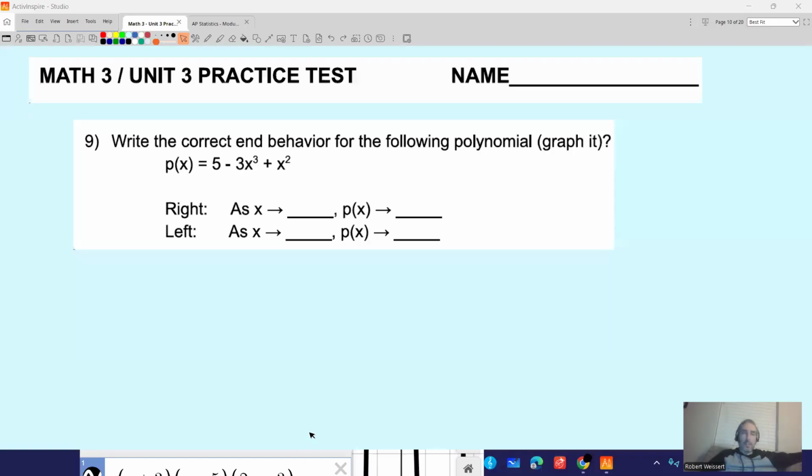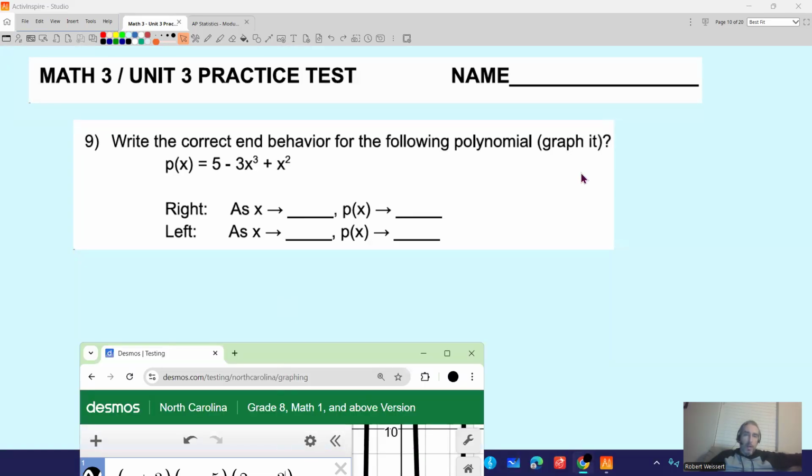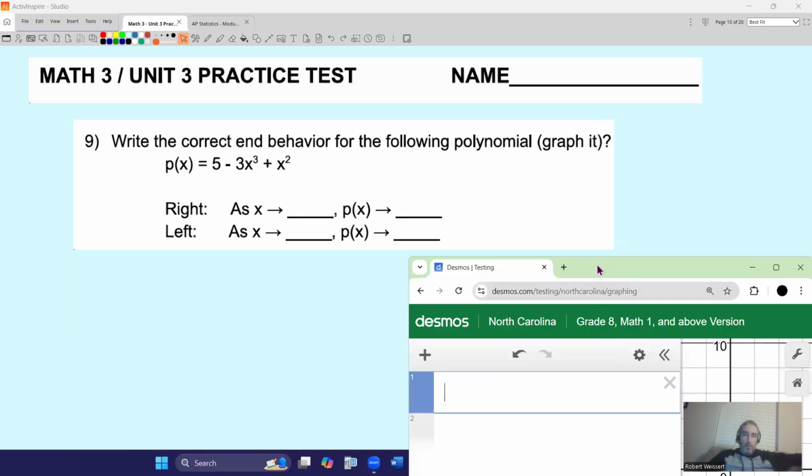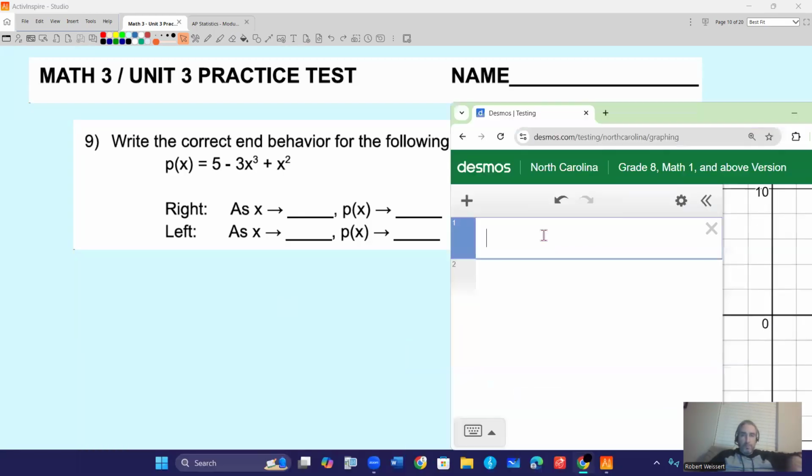All right, on the unit 3 practice test number 9, we want to talk about end behaviors for the following polynomial. We have a right end behavior and a left end behavior. With polynomial functions, there are really four types of end behaviors. I'll go ahead and graph this so you can see what it looks like.